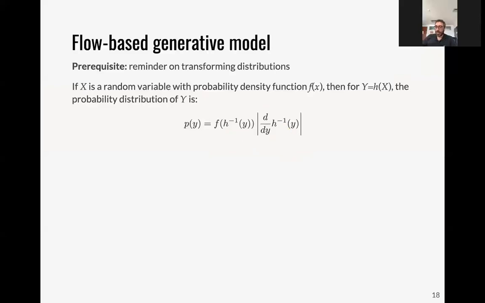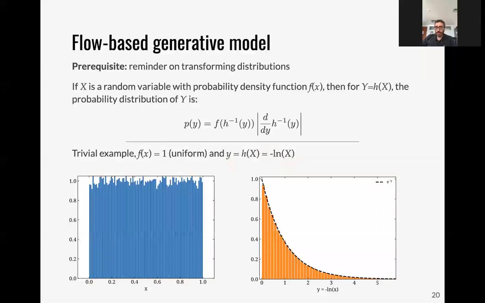So for one variable, one very trivial example, right? You have f of x, which is just a uniform distribution, right? And then you feed all these uniform random numbers into a logarithmic function, minus log x. So what will you get? Well, okay, so you have the uniform distribution here. So you have the x's distributed like this.